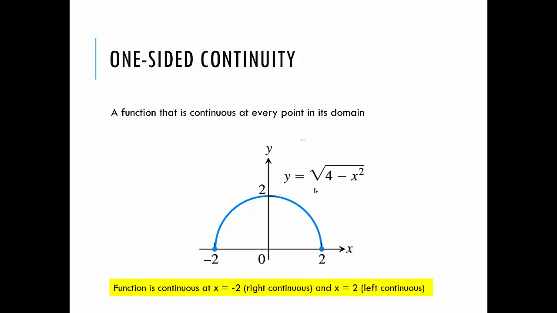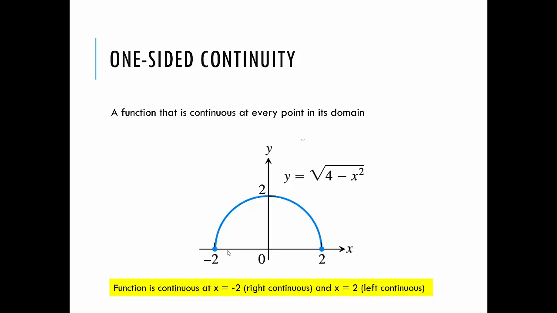So let's look at this function y equals the square root of 4 minus x squared. Notice that if x equals negative 2, so I would do negative 2 squared, which would be a positive 4. Negative times a negative is a positive. And I'd get 4 minus 4, which would give me 0. And it's okay to take the square root of 0 because that's 0. If I let x equal 2, 2 squared is 4, 4 minus 4 is 0.